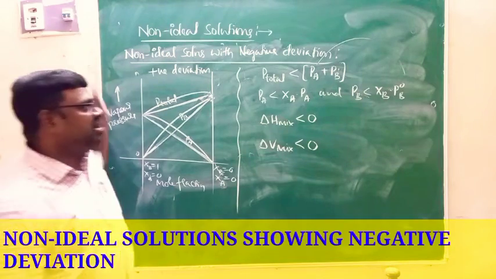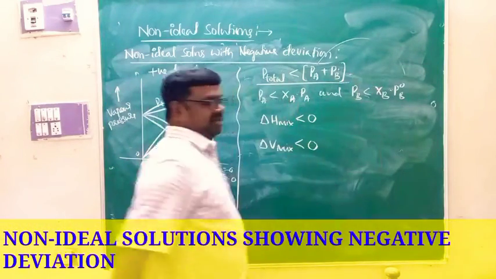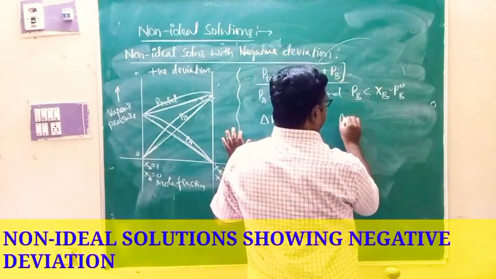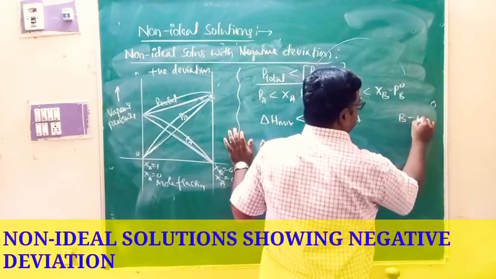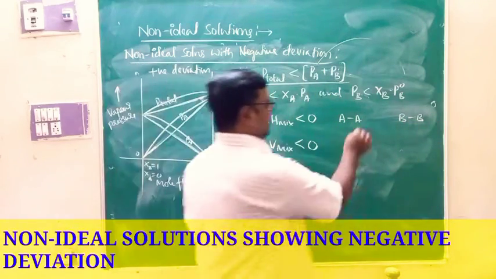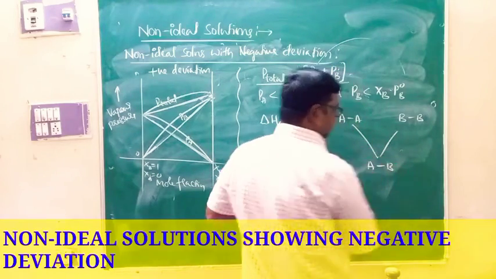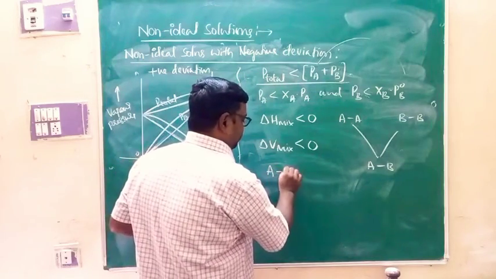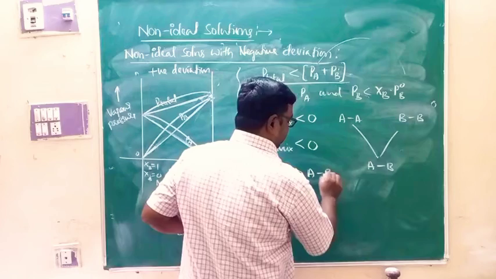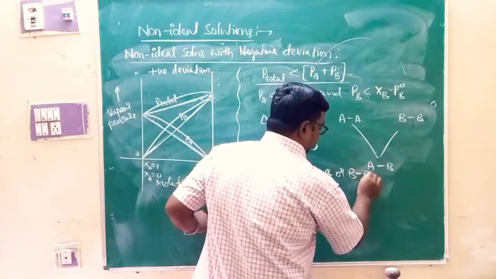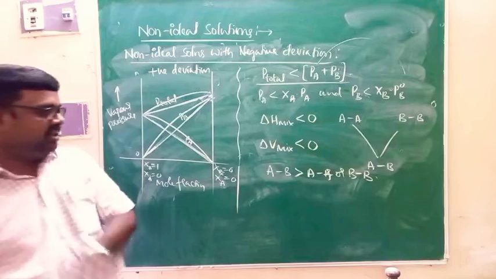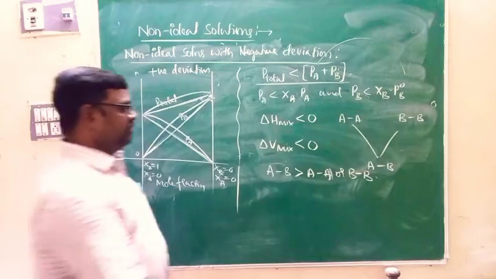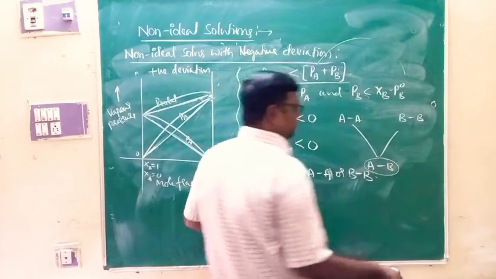Now, what is the reason why the total vapor pressure of the solution decreases? Look at this: A to A interactions and B to B interactions among the pure components. When these two are mixed, you are going to get A to B interactions. In the case of non-ideal solutions with negative deviations, A to B interactions are stronger than A to A or B to B interactions. The force of attractions among the molecules of the solution will be very, very strong.